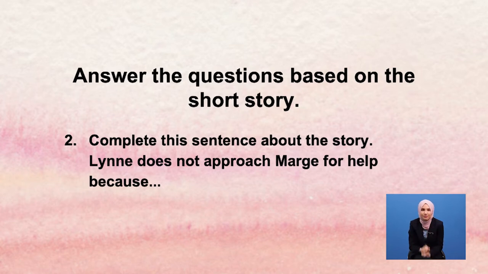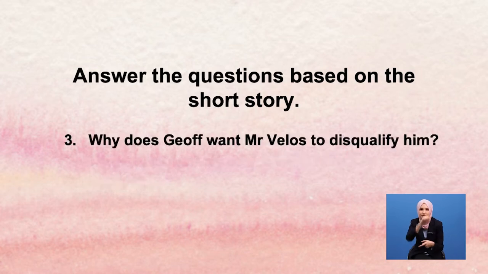Lynn is a good friend because she always thinks about the consequences that could affect Geoff. So she decides to keep quiet about it. Here is the next question. Why does Geoff want Mr. Velos to disqualify him? What do you think? Write down the answer. Can we look at the answer now? Check your answers too. Geoff thinks that he does not deserve to win since he has taken some ideas from the Bradbury's book.